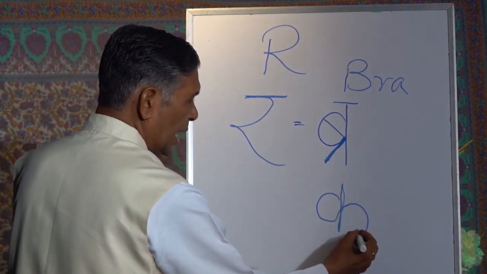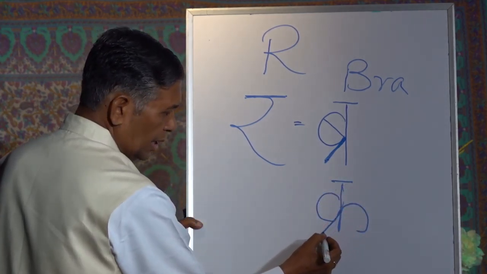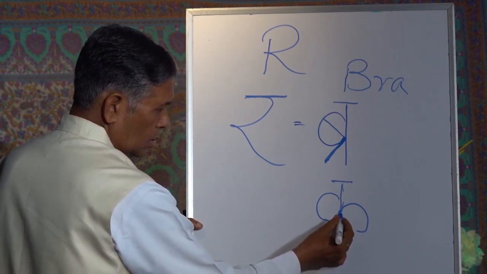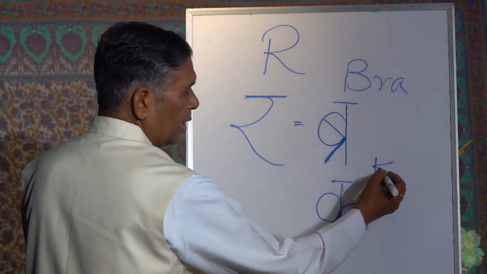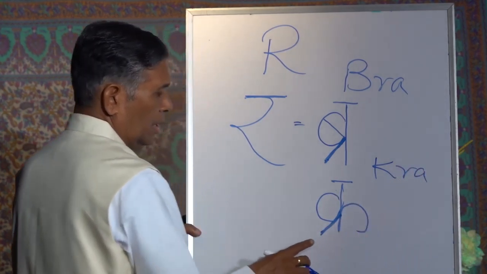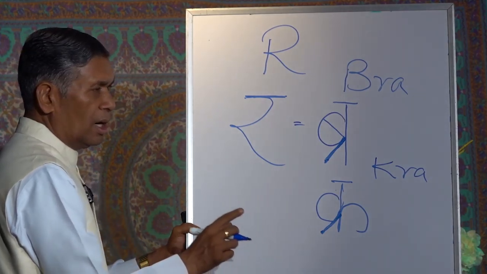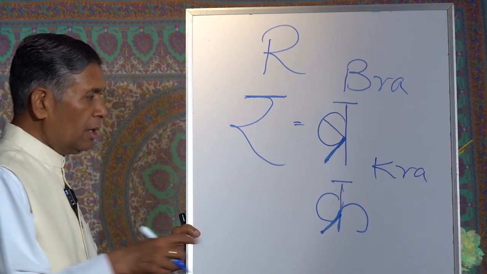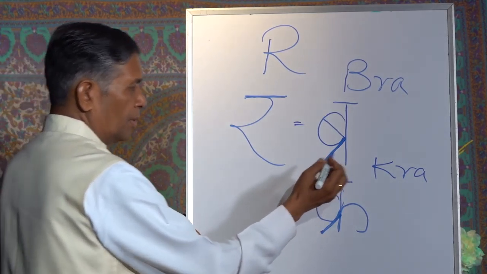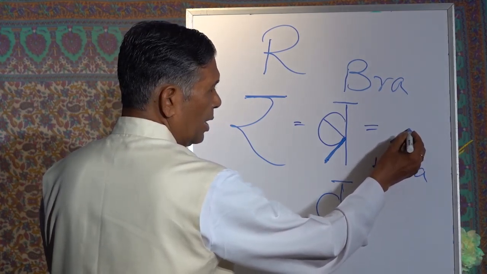Like if you write ka, then you put it here, kra. So this is the kra. If it is coming just after the letter, bra, kra, tra, chra, pra, dhra, just after the letter, you will put this half ra. So this is half ra.